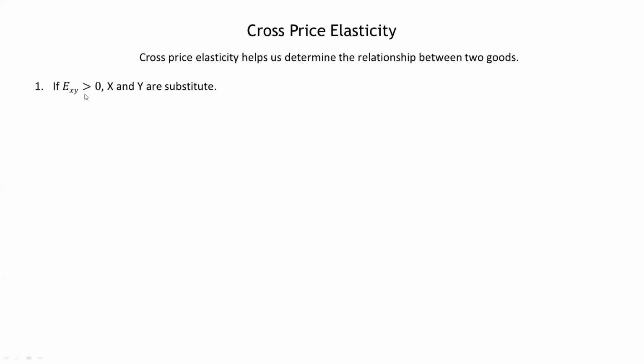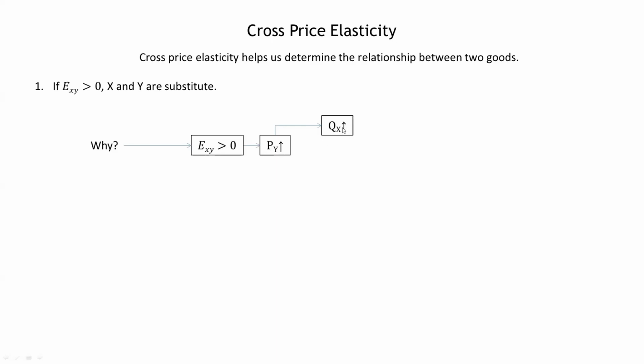Using cross-price elasticity, we can determine the nature of relationship between two goods. When cross-price elasticity EXY is positive, it means the goods X and Y are substitutes of each other. Why? The reason is pretty simple. When cross-price elasticity EXY is positive, it means the relationship between quantity demanded for X and price of Y is positive. That is, if price of Y rises, quantity demanded for X also rises.